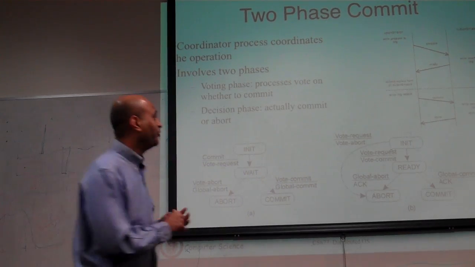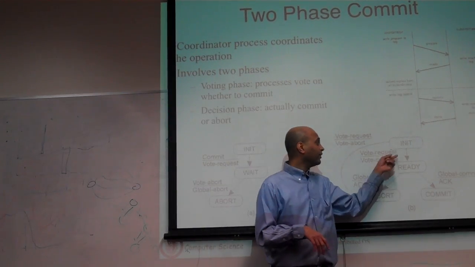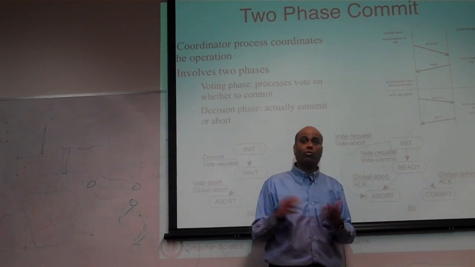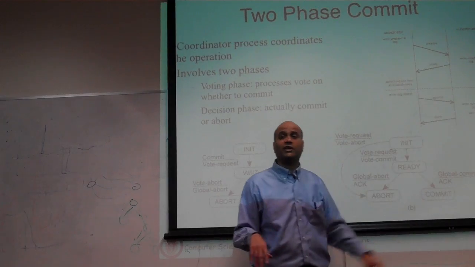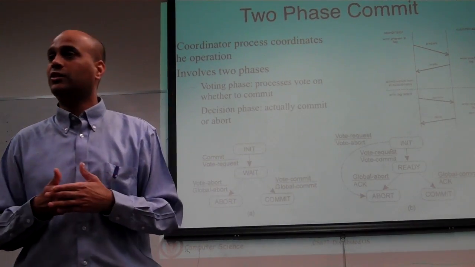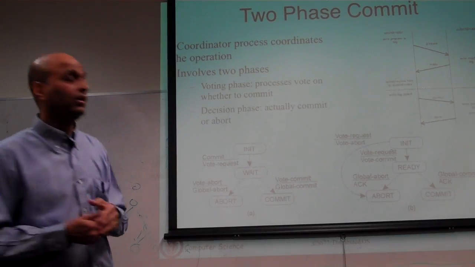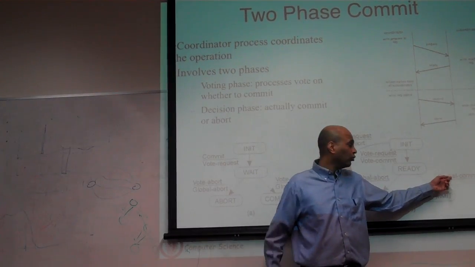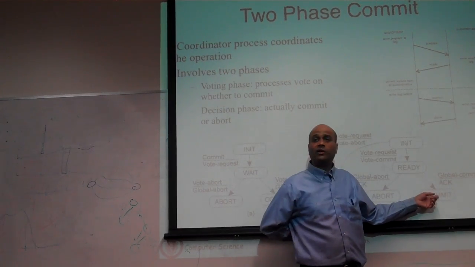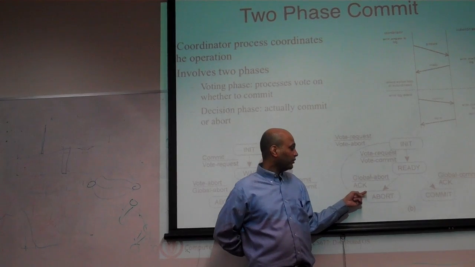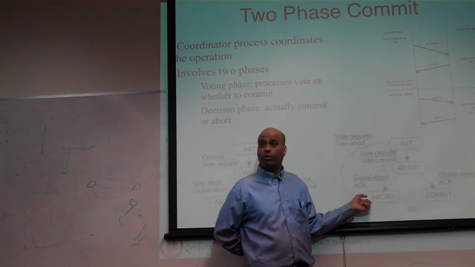Here are the individual processes. They have these two phases. They start from init and get a vote request. Then they vote and go into a ready state, saying I am now waiting for the results of the election. When the coordinator sends a global commit, you send an acknowledgement and actually commit. If the coordinator sends a global abort, you send an acknowledgement and abort.